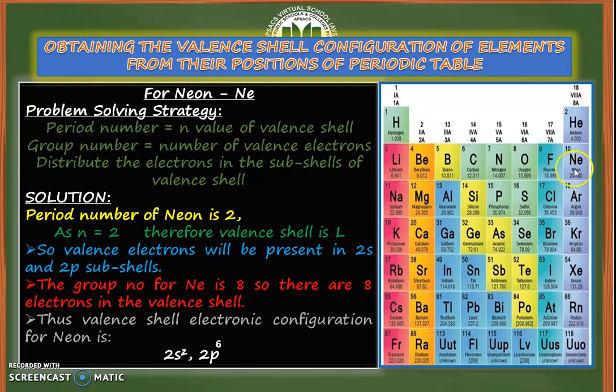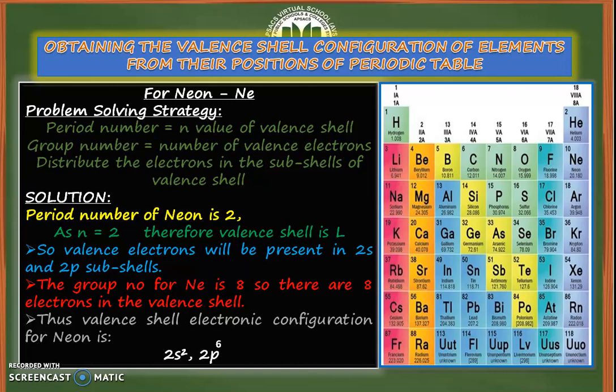Here is the neon. It has a symbol of capital N and small e with atomic number 10. Now let's find out its group and period number from periodic table. As you can see from periodic table, neon is present in period number 2, or in the second period of periodic table. As the nth value is 2, therefore the valence shell is L shell. So the valence electrons will be present in 2s and 2p subshells.